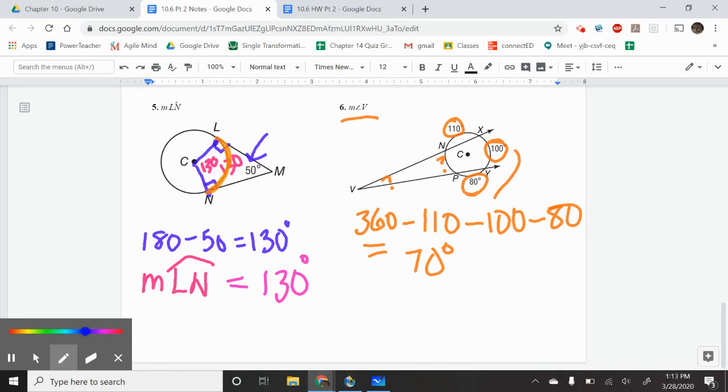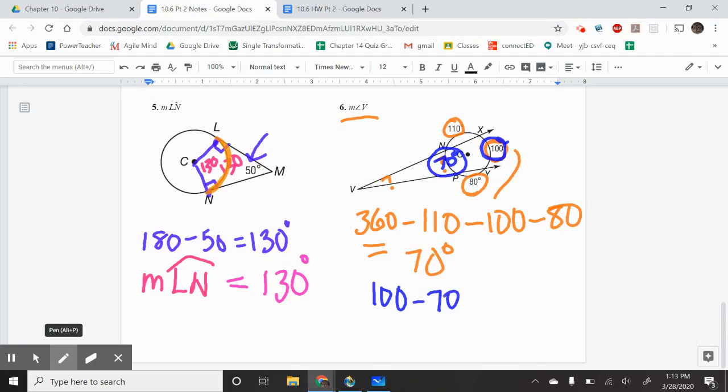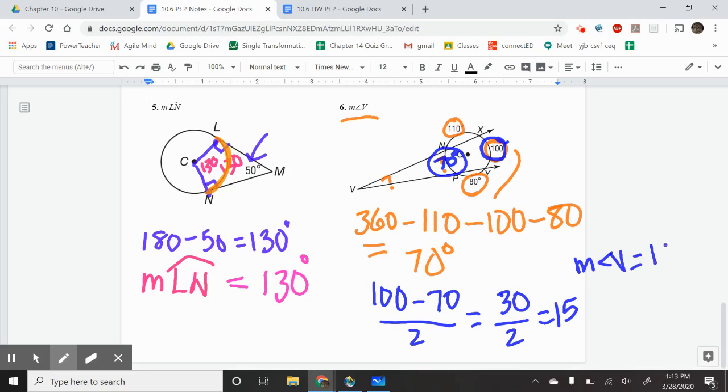So I know that right here I have 70 degrees, right? So this is what I need, the big arc and the little arc. The big arc is 100, the little arc is 70, and I'm going to divide by 2. That gives me 30 divided by 2, which is 15, which means that the measure of angle V is 15 degrees.